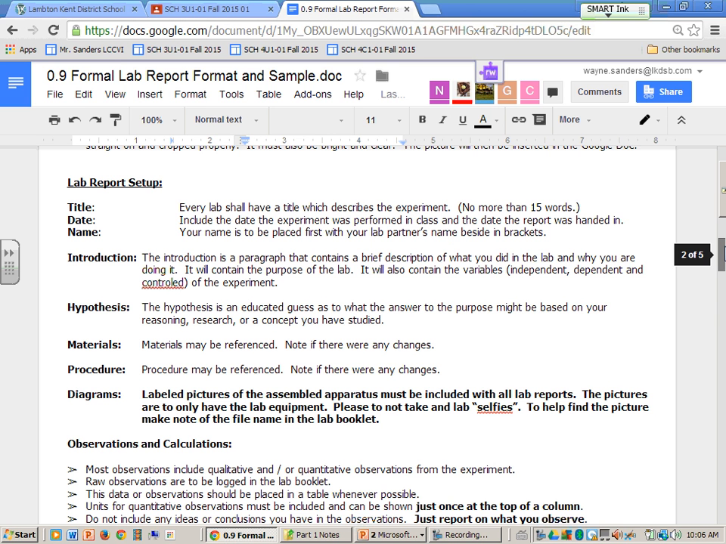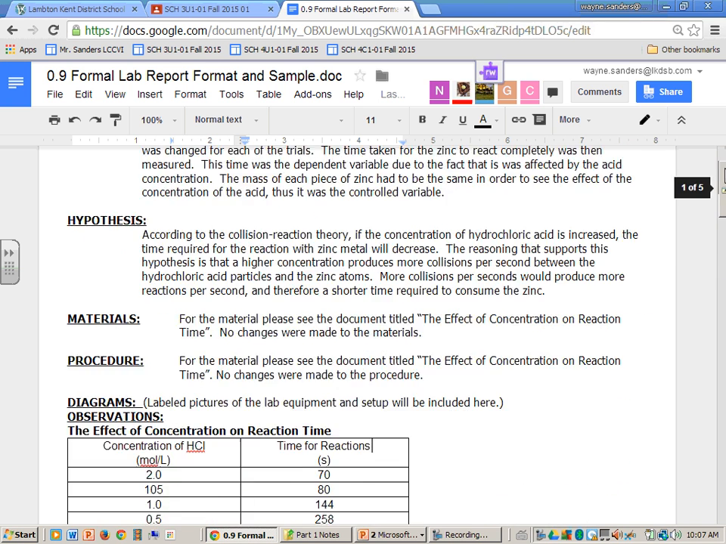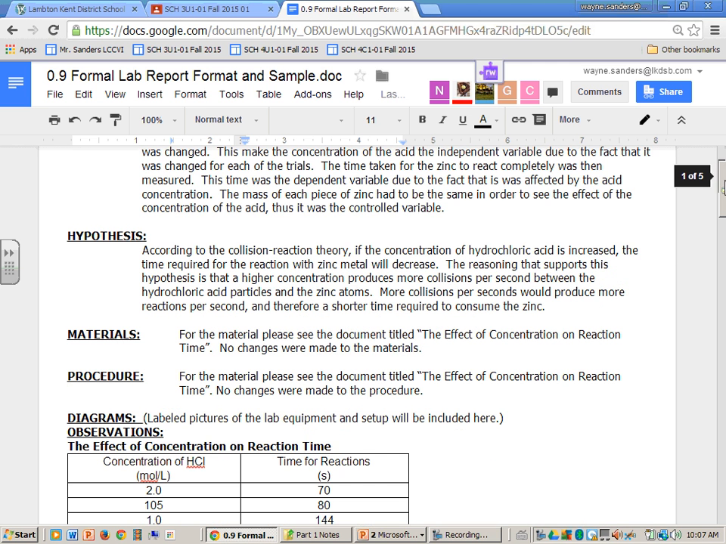Why do we state that there were changes made? You can do the same with the procedure. For the procedure, please see lab sheet titled, no changes were made. If I go back to the top of our example here, you'll notice here for the materials. For the materials, please see the document titled the effective concentration on reaction time. No changes were made to the procedure, all right?